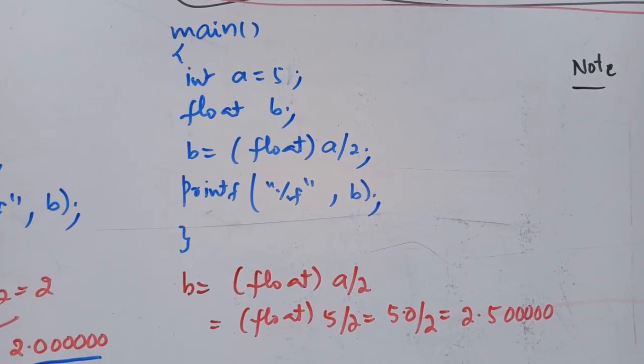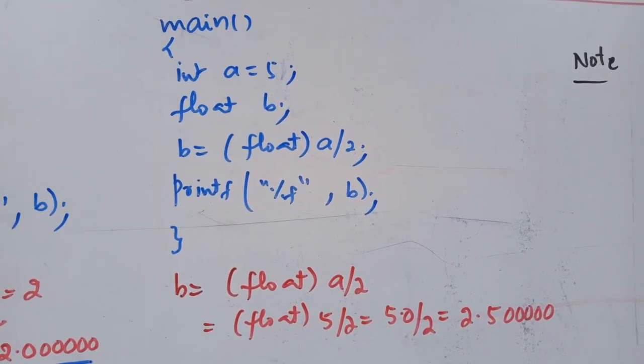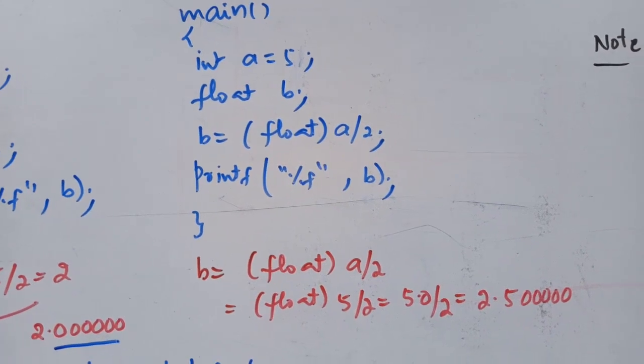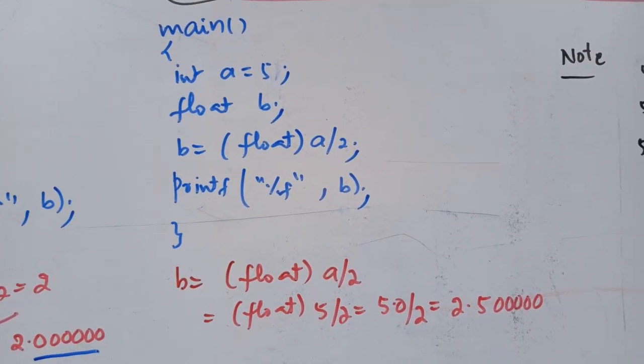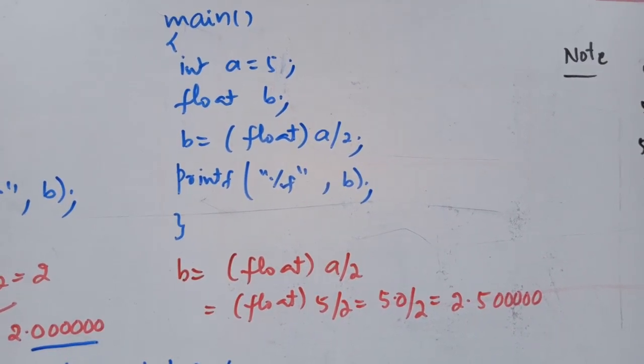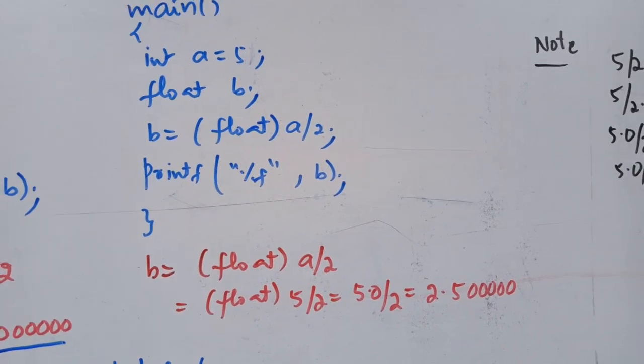Look at this. Here we used casting. B is equal to float of A by 2. A, which is assigned with 5, becomes 5.0, and 5.0 by 2 is 2.5.